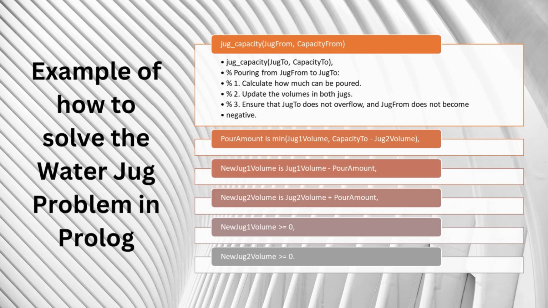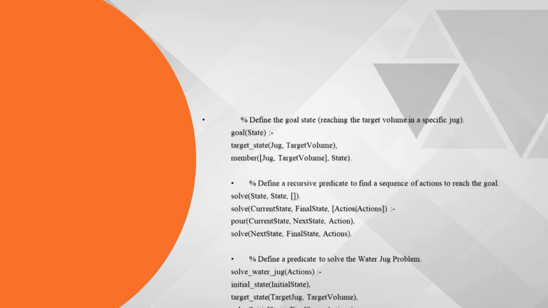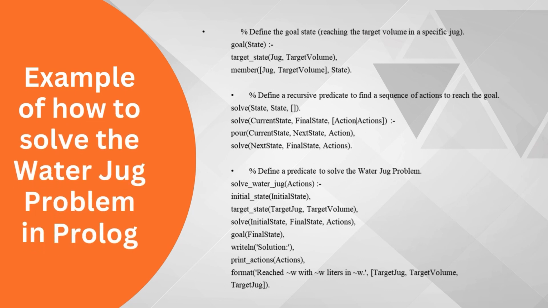Next step is to define the goal state, that means reaching the target volume in a specific jug. So, goal state implies that state(target jug, target volume) is a member of the jug target volume state. Next step is to define a recursive predicate to find a sequence of actions to reach the goal.